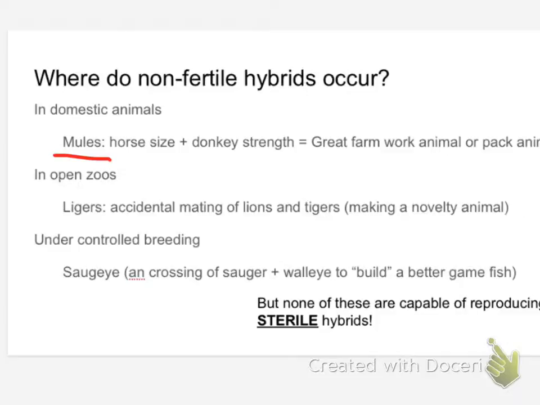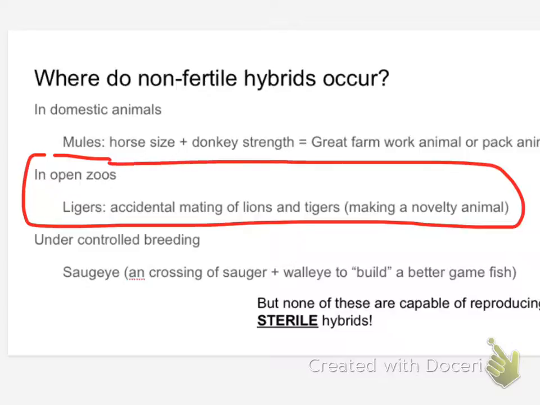They're little powerhouses. There are places where there are zoos where they keep multiple species in contact. They don't separate species. And there have been ligers, which is the lion-tiger hybrid.